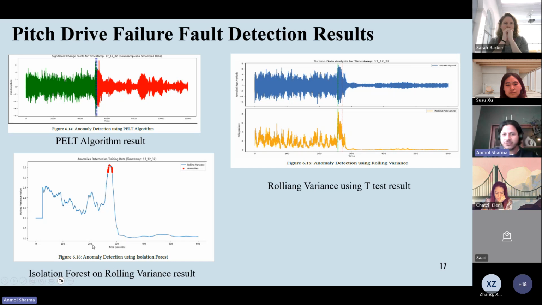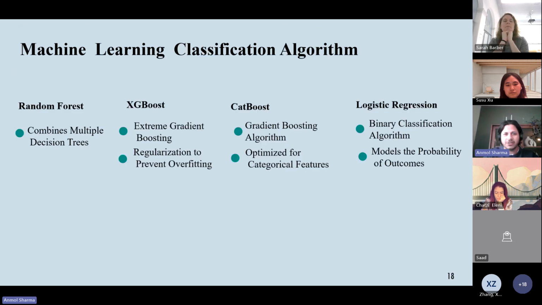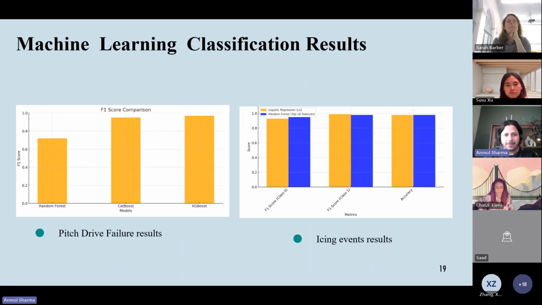PELT algorithm, isolation forest, and rolling variance using t-test. And for the classification algorithm, I used 4 different machine learning, supervised learning methods. And these were my results for the pitch drive failure and for the icing events.